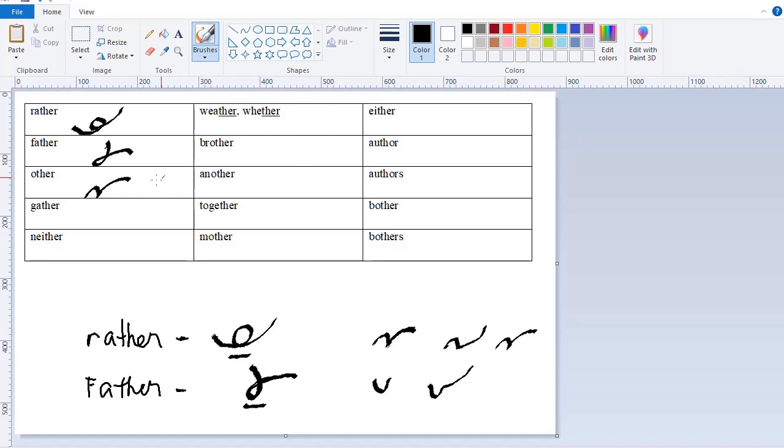Okay? Next we have gather. So we have GA. So, look again here at our G.